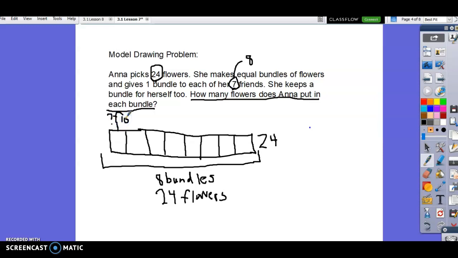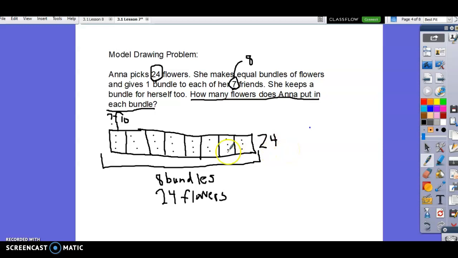Okay, and I'm going to write flowers for now. So now is when I'm going to take my 24 and divide it into my 8 groups. So I'm going to do that now. 1, 2, 3, 4, 5, 6, 7, 8. Now I go back and I start over. 9, 10, 11, 12, 13, 14, 15, 16, 17, 18, 19, 20, 21, 22, 23, 24.